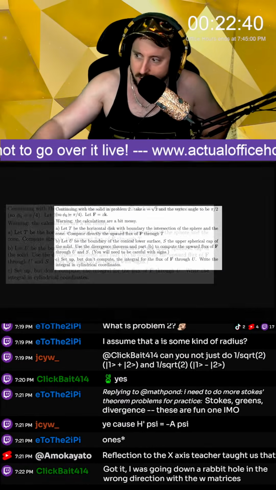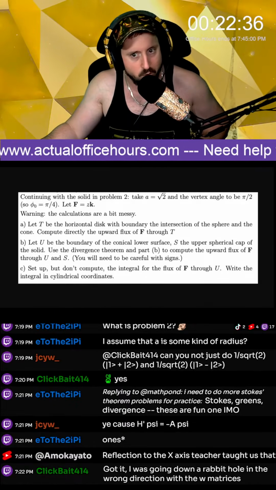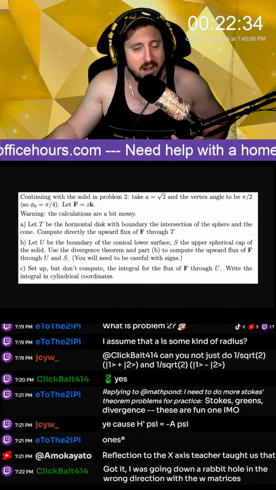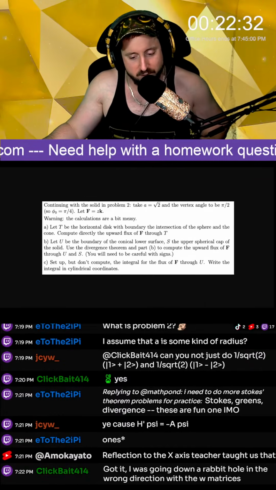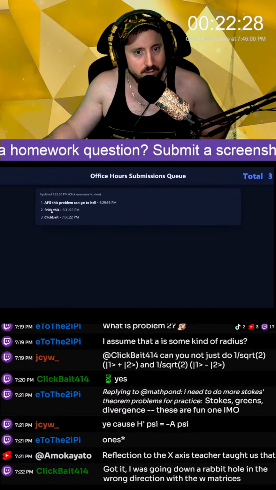This question, I think I need more information to do. It is a Green's theorem question. I need more information about what problem. I need to know what the solid is. If I don't know what the solid is, I can't do integrals. Okay, so let's see what the next one is.